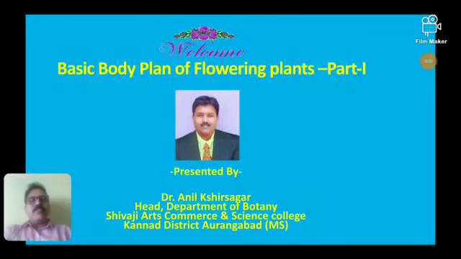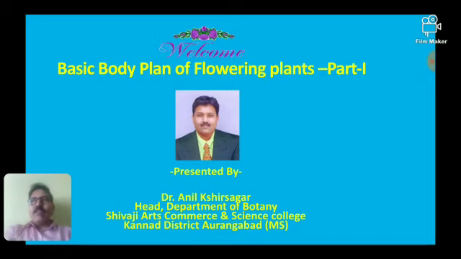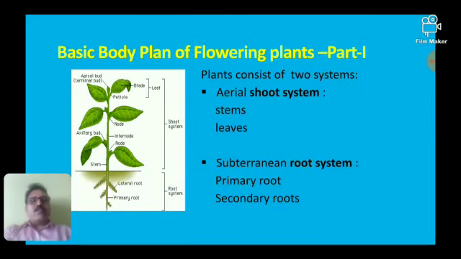Hello friends, today we are focused on the basic body plan of the flowering plant, that is part first. So as we know, the plant body basically consists of the aerial shoot system and the subterranean root system.